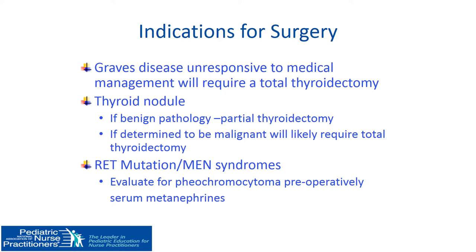So we send serum metanephrines on those kids before we take them to the OR to rule out a pheochromocytoma. If their serum metanephrines are high, we'll usually have to deal with the pheochromocytoma before we move forward with the prophylactic thyroidectomy.